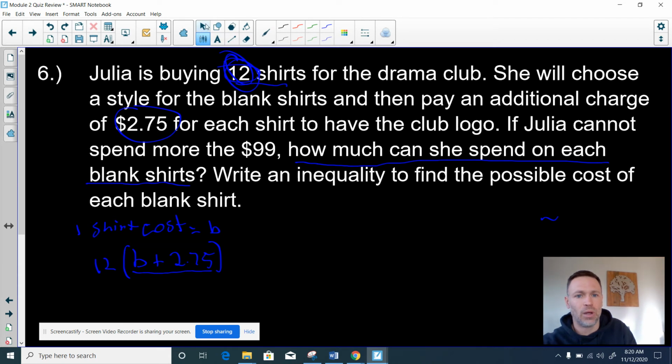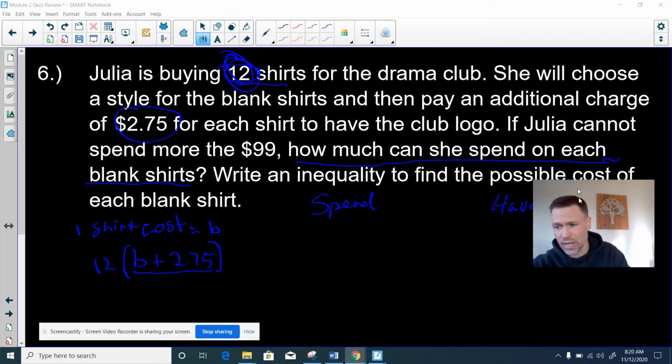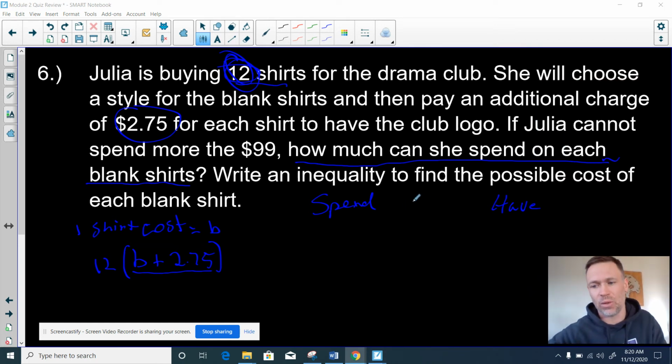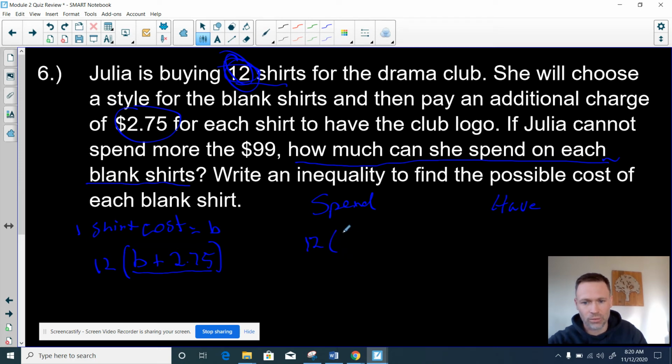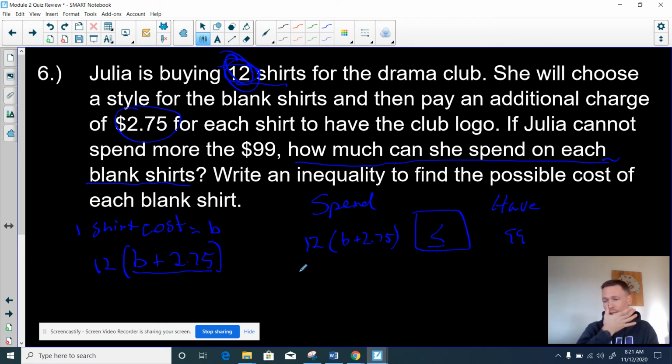So I always like to set up my inequalities this way. I always like to break it down into the simplest ideas of, all right, I have money that I'm spending, and I have money that I have. The reason I like to break it down this way is because I can easily think about what my inequality symbol is. Well, how am I spending my money? I'm spending my money at 12 times the cost of a shirt, which is B plus 2.75, which we talked about earlier. What money do I have? Well, I only have $99. So what inequality symbol should go right here? It's got to be less than. I can't spend more money than I have, but I can also spend all of my money. So it's got to be less than or equal to.